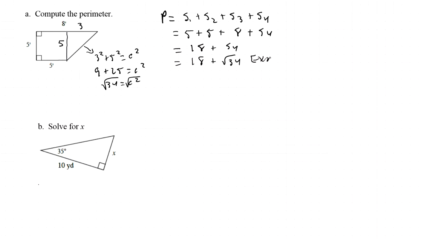So the perimeter is 18 plus the square root of 34. This is an exact answer, and we want to convert it to a decimal, so that would be 18 plus the square root of 34, which is 23.8, looks like inches.